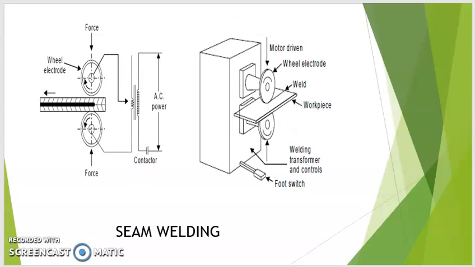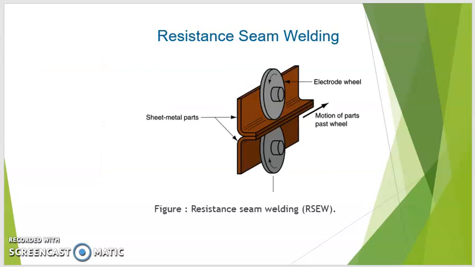So this is regarding the seam welding. Similarly, if we apply the same welding process but in a continuous manner to obtain a leak-proof joint in pressure vessels, that is called seam welding. It is not intermittent. It is done by rollers, so that it takes place in a continuous manner, not in an intermittent manner as seen in spot welding.